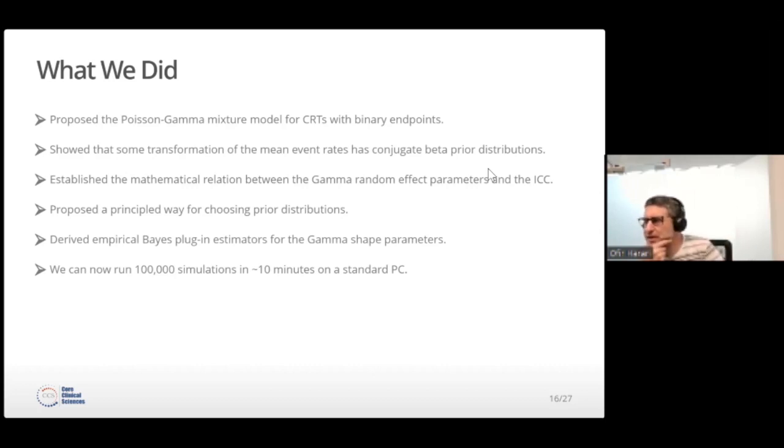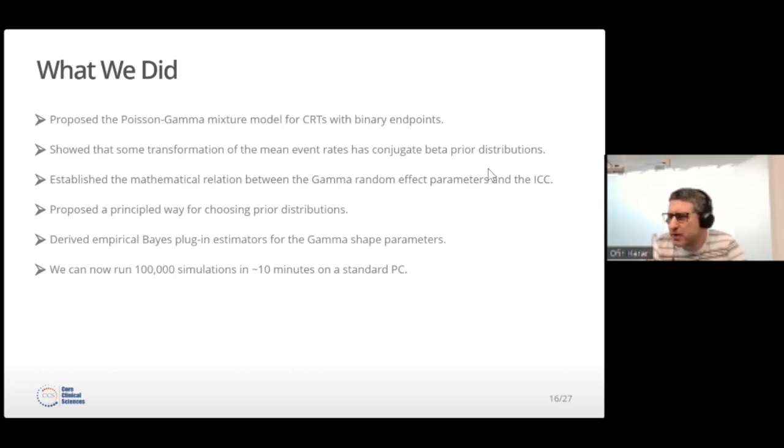We established the mathematical relation between the gamma random effect parameters and the intra-cluster correlation coefficient. So that allows me to simulate trials under different ICC scenarios. And we propose a principled way for choosing prior distributions, just like we did for the vaccine trials.